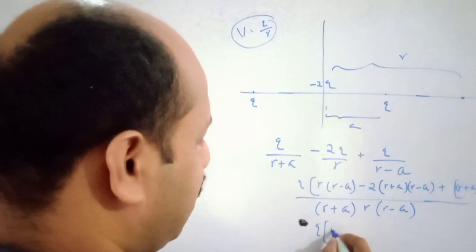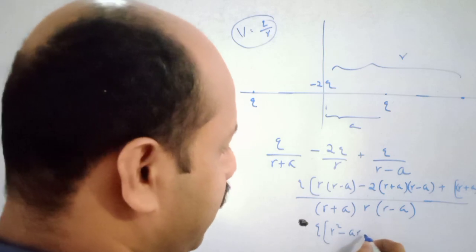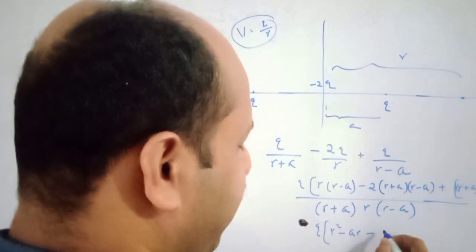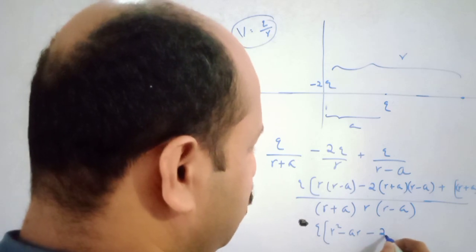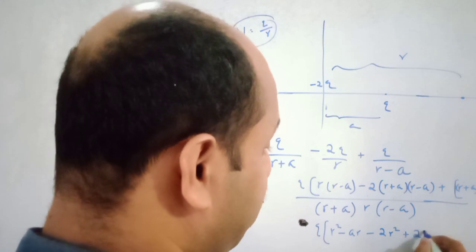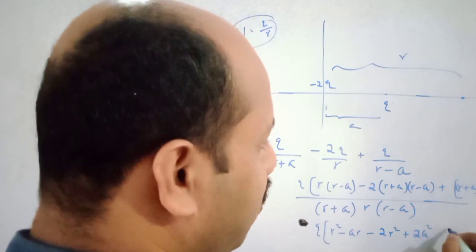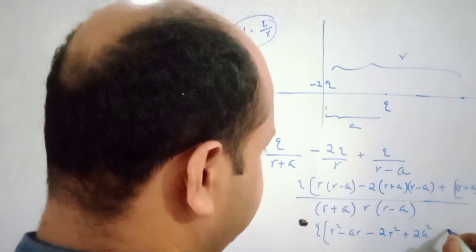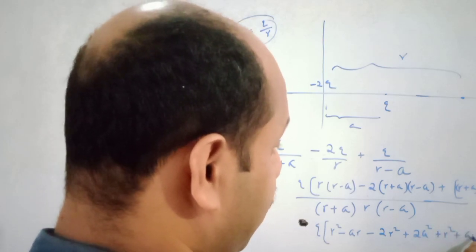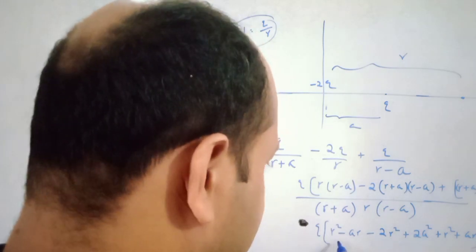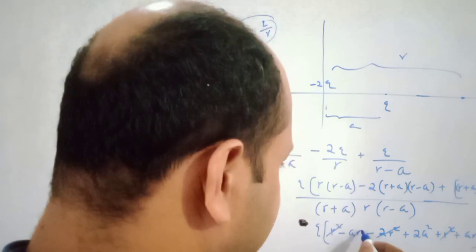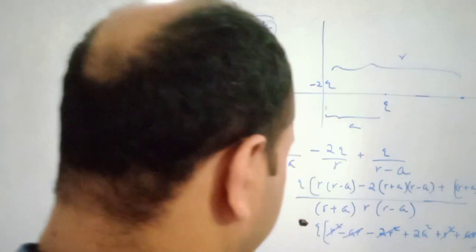Expand it. This is R square minus AR. Minus, this is A square minus R square, so minus 2 times minus R square, it is plus 2 R square. Now this is plus R square plus AR. Yes, there is R square plus 2 R square plus R square. Minus AR plus AR got cancelled.